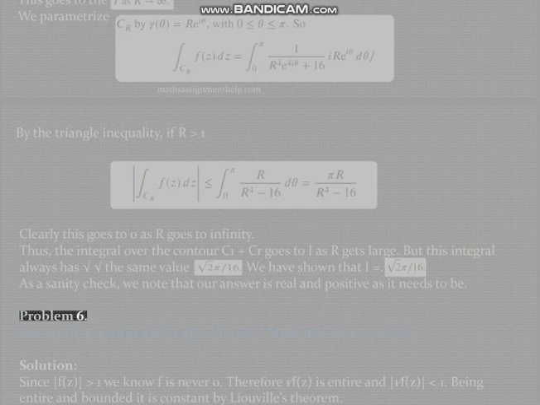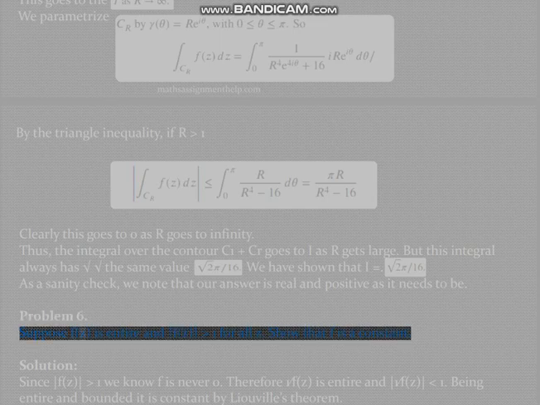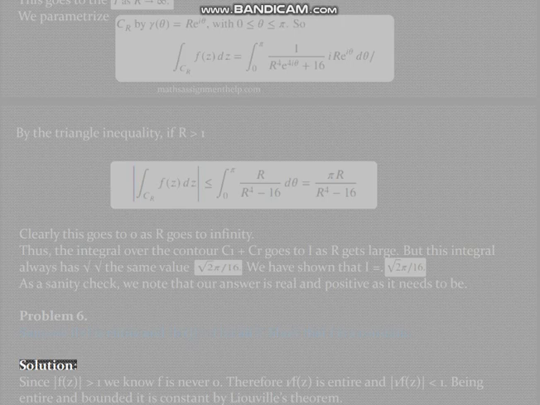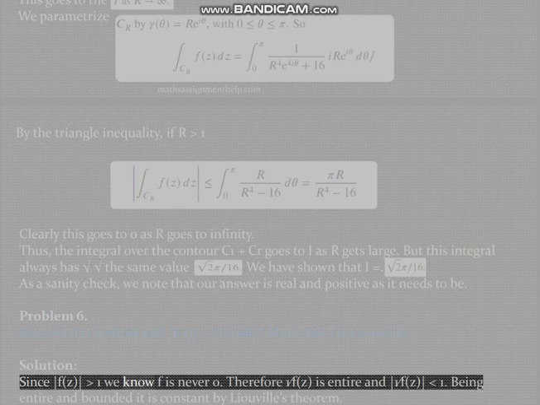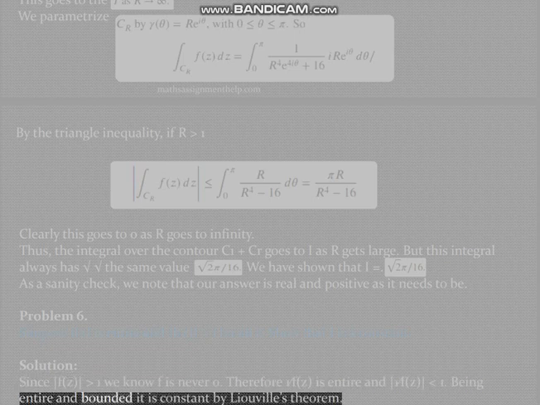Problem 6. Suppose f(z) is entire and the absolute value of f(z) is at least 1 for all z. Show that f is a constant. Solution: since the absolute value of f(z) is at least 1, we know f is never 0. Therefore 1/f(z) is entire and the absolute value of 1/f(z) is at most 1. Being entire and bounded, it is constant by Liouville's theorem.